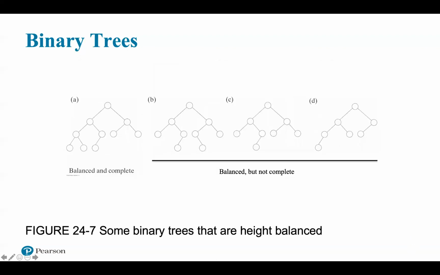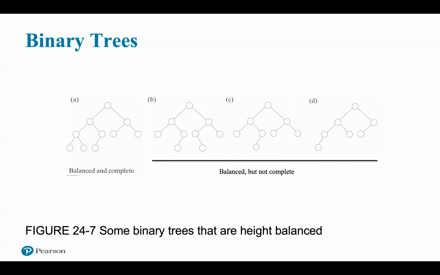Okay, what about balanced binary trees? When each node in a binary tree has two subtrees whose heights are exactly the same, the tree is said to be completely balanced. The only completely balanced binary trees are full. For example, the full tree in figure 24-6a is completely balanced.